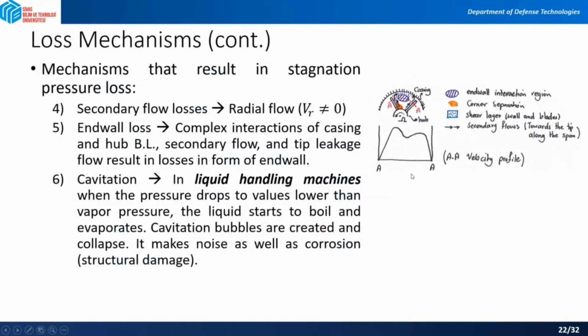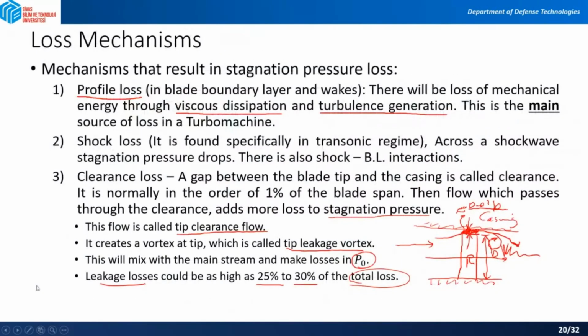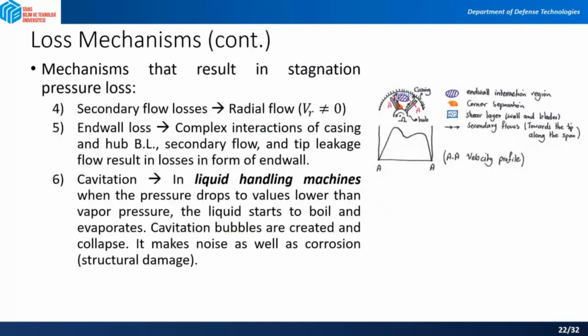So let's go back to the diagram that I showed you before, and let's continue these mechanisms. So far we had profile loss, shock loss, and clearance loss. Now we have secondary flow loss, and we said that this is because of the radial movement, if you remember. This is where we cannot take the radial velocity as zero. So the radial velocity is not zero.